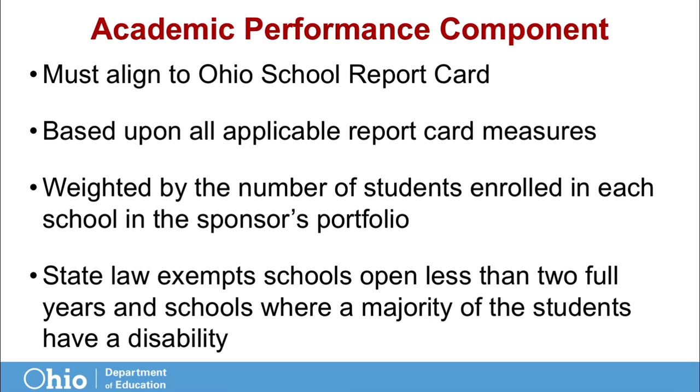Per Ohio Revised Code 3314.016b2, community schools open less than 2 full school years, and those where a majority of the students have a disability and are receiving special education and related services shall be exempted from the calculation of the academic component.